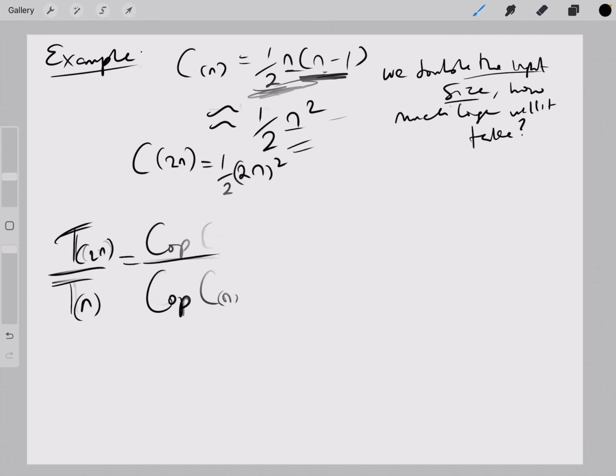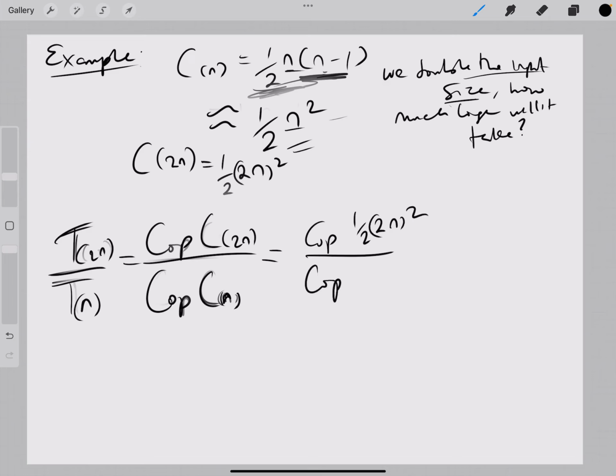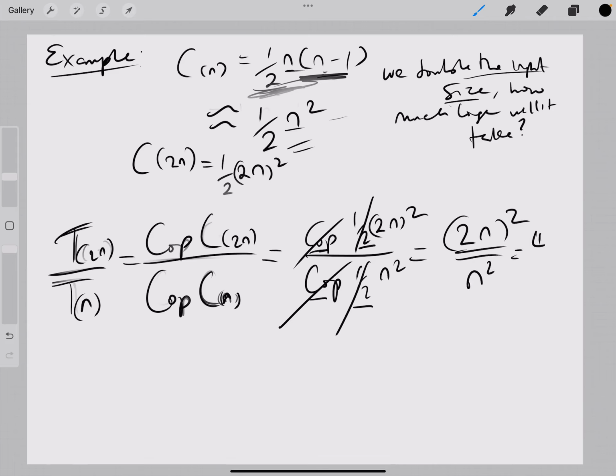So okay, C of 2n and C of n. Having done that, then we will have C of the 2n squared and C of n squared. Now since these and these are the same, we can cross those off. This constant and this constant are exactly the same, so we cut them off. We'll be left with (2n) squared and n squared. And if we expand this, we have 4n squared over n squared.